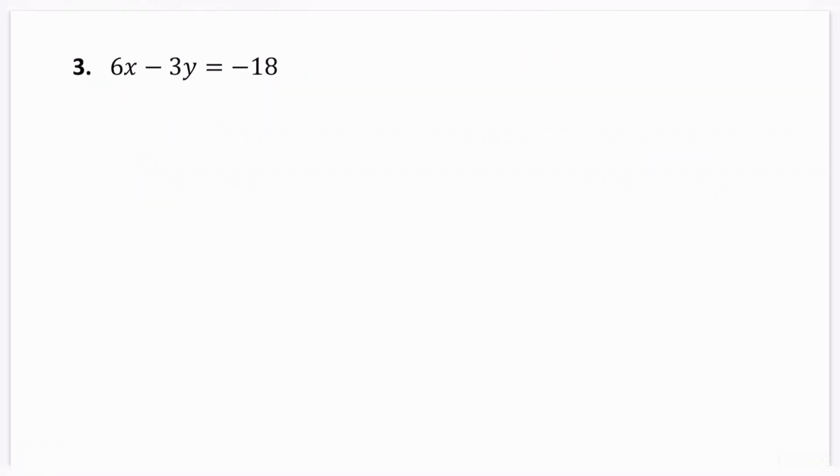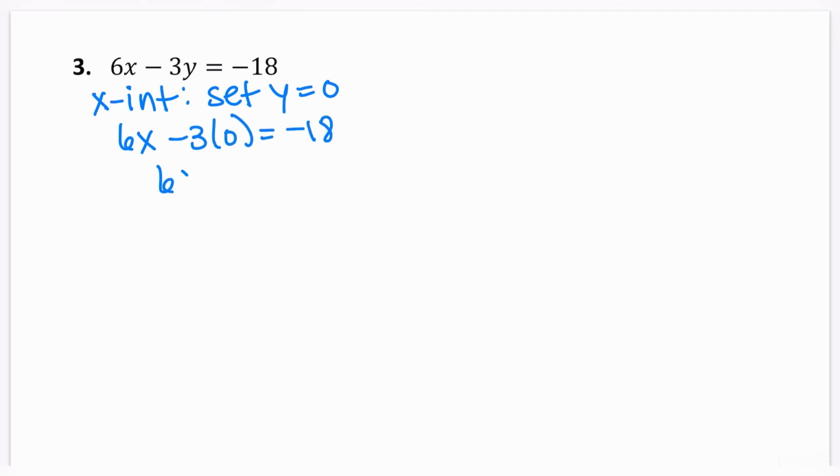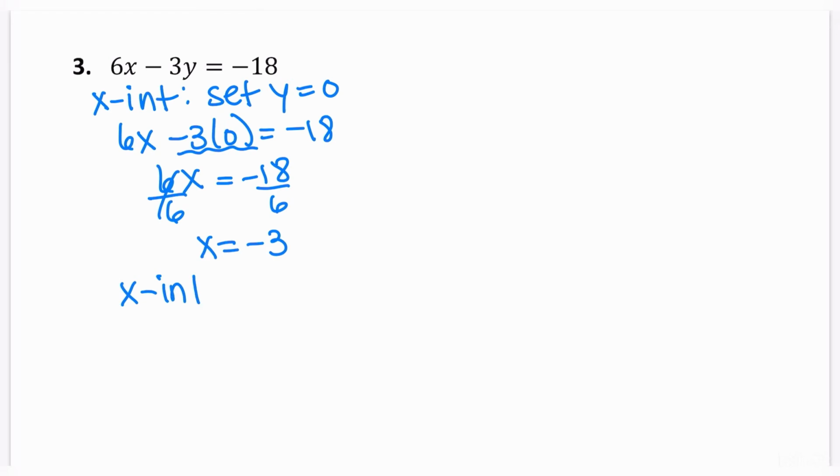Question number 3, same exact thing. Go ahead and do it by yourself. Pause the video and then check to see if you did it correctly. To find the x-intercept, you're going to set y equal to 0. So that means 6x minus 3 times 0 equals negative 18, which means 6x is equal to negative 18 because 3 times 0 is just 0. Divide by 6, that means x is equal to negative 3.